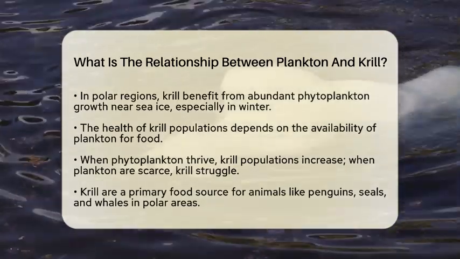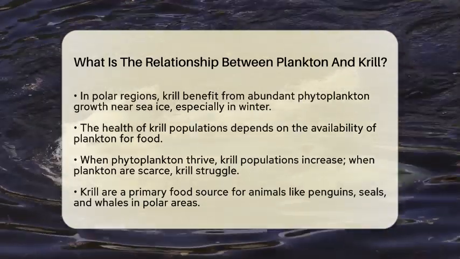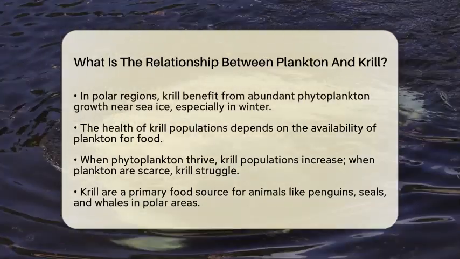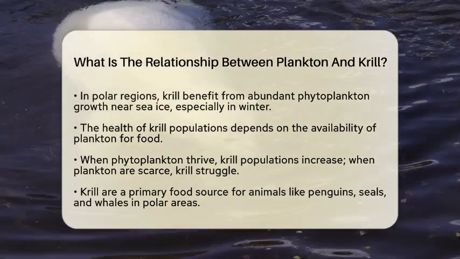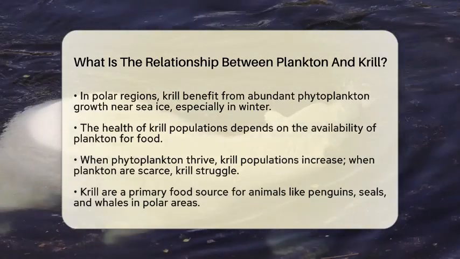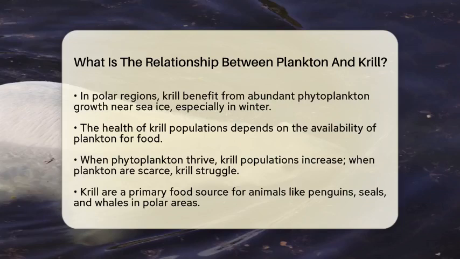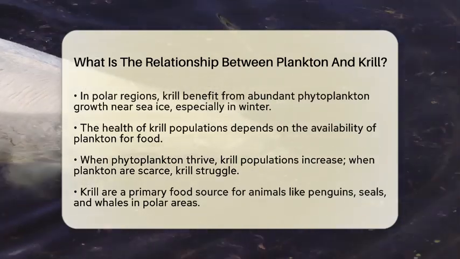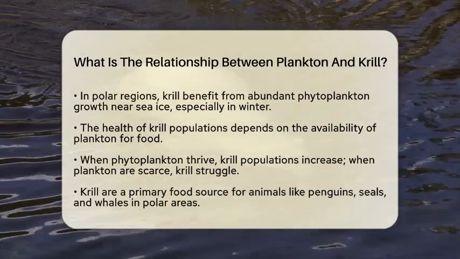In the polar regions, krill often find plenty of phytoplankton growing under or near sea ice, especially during winter when other food sources are limited. The health of krill populations is closely tied to the availability of plankton. When phytoplankton thrive, krill populations flourish. However, when plankton becomes scarce, krill struggle to find enough food, which can impact their ability to survive and reproduce.